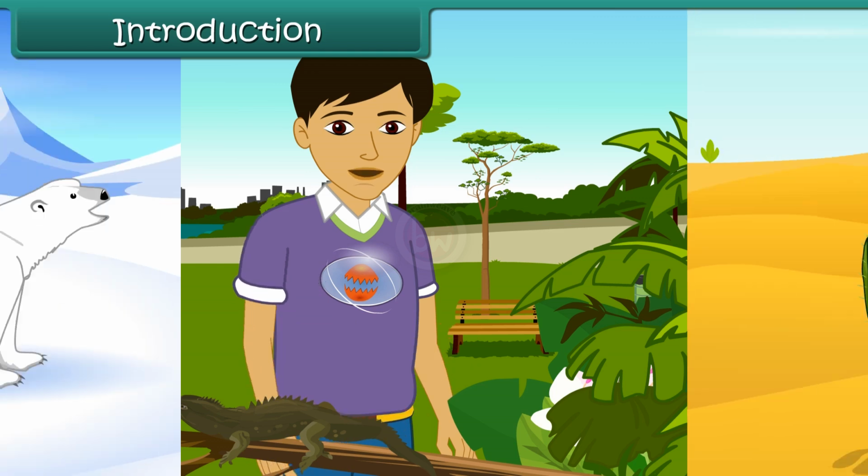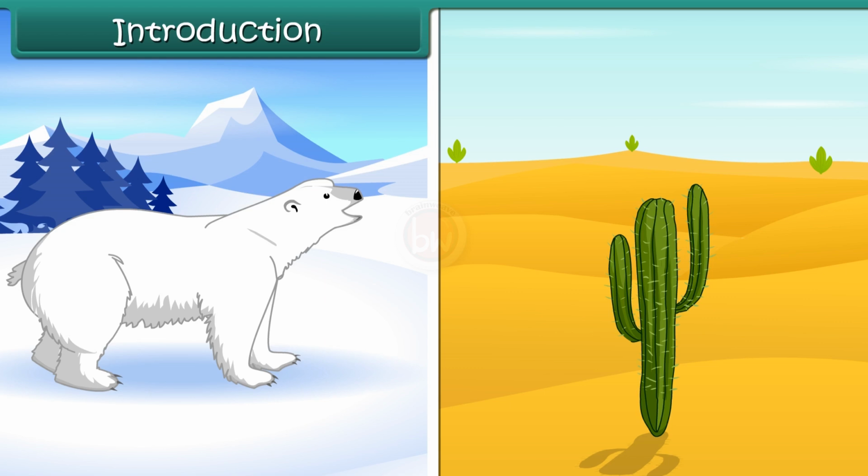These adaptations allow animals and plants to survive and grow in a particular habitat. In this lesson, we are going to learn how different plants and animals adapt according to their habitats.